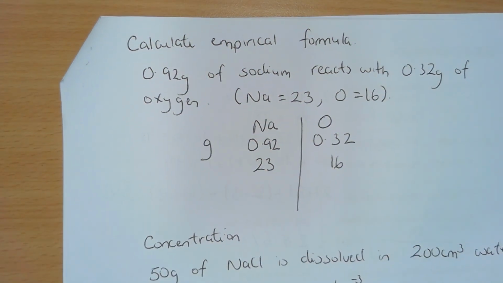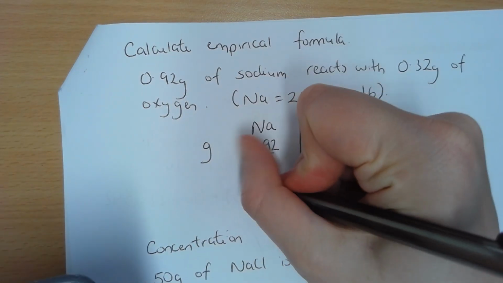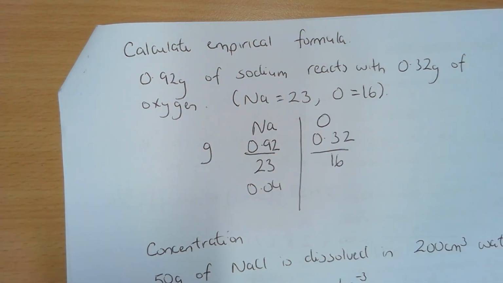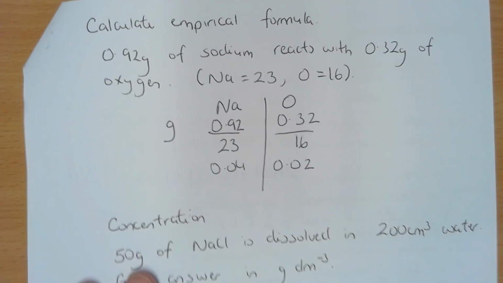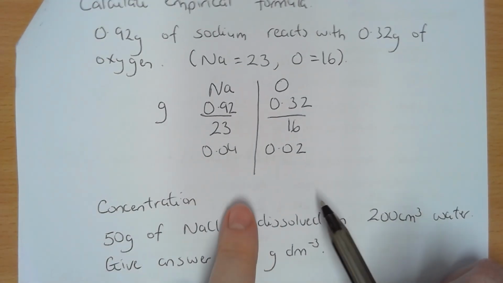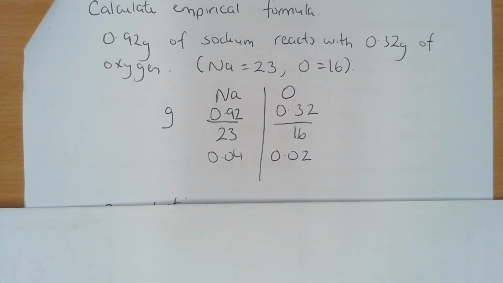The third line of my table, I divide. So I do 0.92 divided by 23, and I get an answer of 0.04. Then I do 0.32 divided by 16, and I get 0.02. Final step is I need to simplify this ratio. I need to get rid of all the decimal places and get whole numbers.